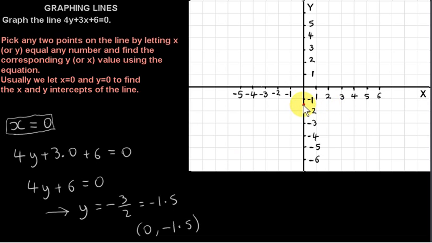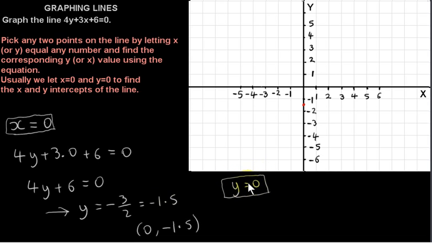This point is called the y-intercept of the line. It's where the line intercepts, or crosses, the y-axis. To get a second point, we could let y equal anything we like, or we could let x equal anything, but normally what we do is we get the x-intercept for the line. So to get the x-intercept, we let y equal 0.